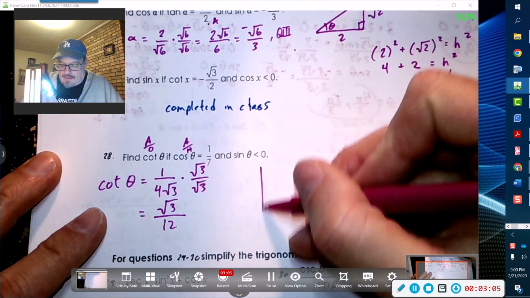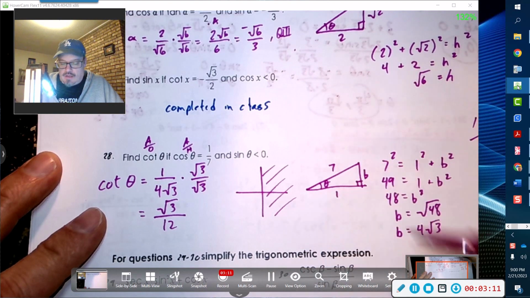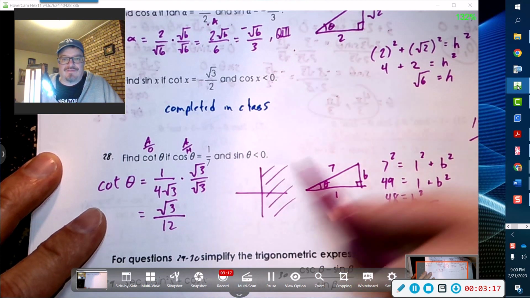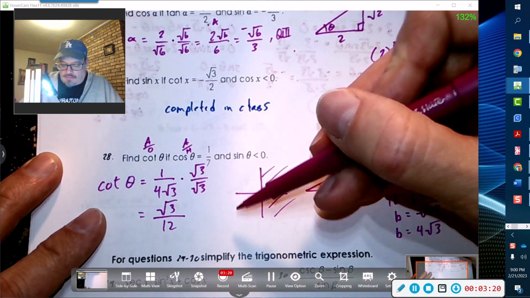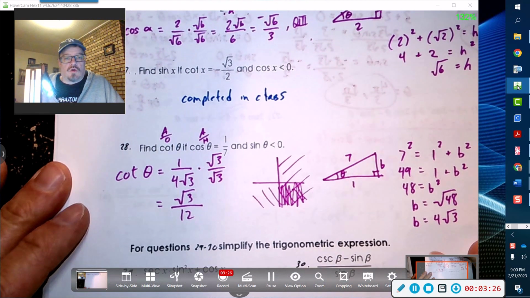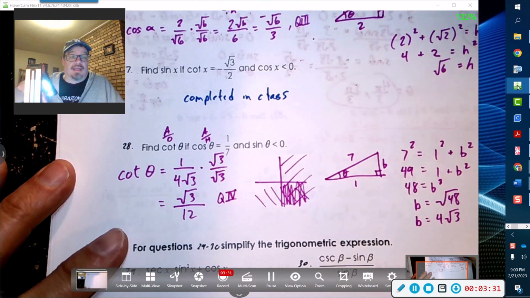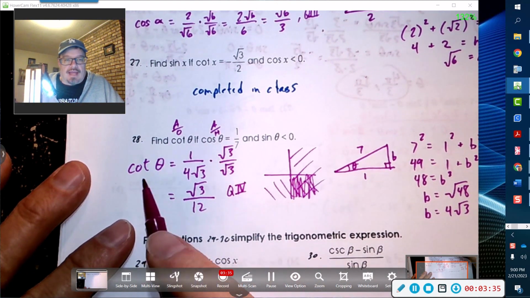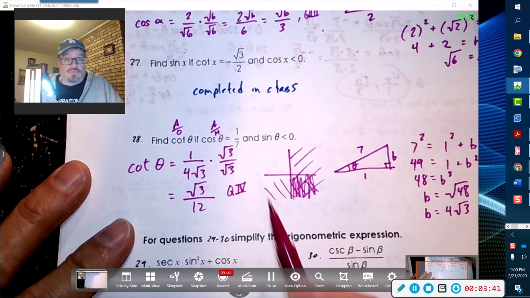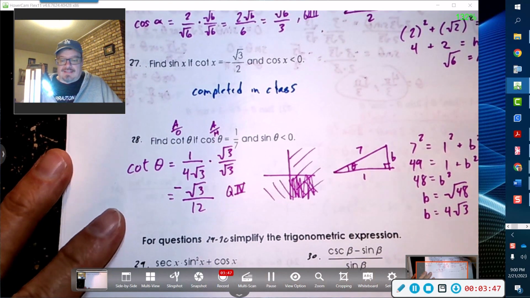So let's see. Cosine is positive, so this means we are in those two quadrants. Okay, cosine is positive. Then it says that sine is negative, and since sine is negative, down here. Okay, so it looks like where they both overlap is in Q4. So in Q4, we have to ask, is cotangent negative in Q4? And the answer is yes, cotangent is negative because cotangent along with tangent is only positive in 1 and 3. So this guy is actually going to be negative. Okay. All right, so that's how you do those problems.